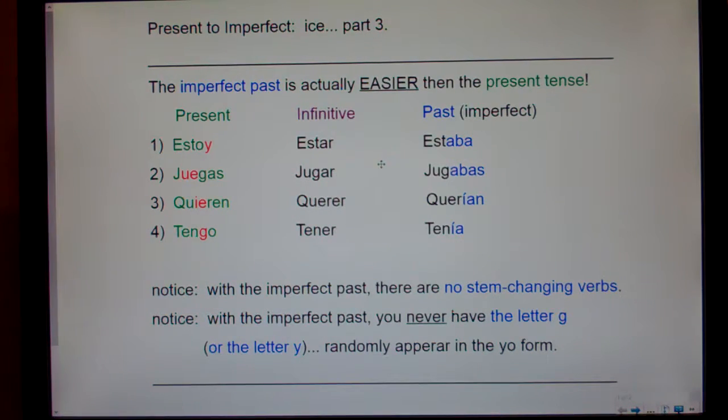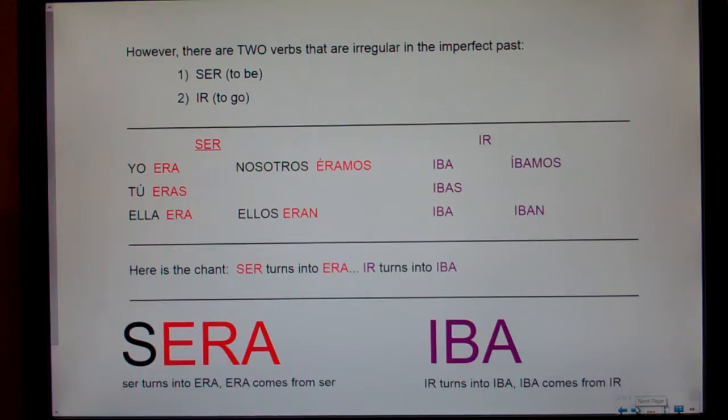Yay! Also notice in the present tense, you frequently have just this random letter Y appearing. What's the O form of estar in the present tense? Estoy. What's the O form of dar in the present tense? Doy. In the past tense, you don't get that. You never have some random Y just appear and say, hey, here I am. In the present tense, you have a bunch of verbs where this random G appears in the O form. Tener, tengo, poner, pongo, hacer, hago, decir, digo. In the past tense, you don't have that. So, in the IBA imperfect past, there are no stem changing verbs or boot verbs. There's no Y in the O form. There's no G in the O form. That's good news. Yay!